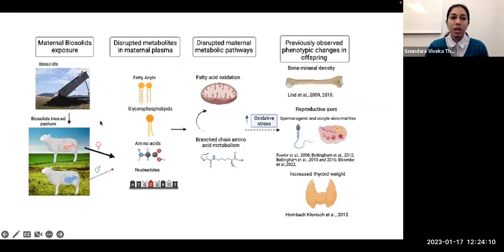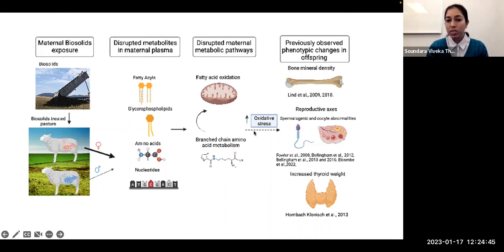So to summarize, exposure of the sheep to biosolids via the biosolid treated pasture results in disruption of metabolites reflected in the maternal plasma, indicated by disruption of fatty acids, glycerophospholipids, amino acids, and nucleotides. And disruption of these metabolites functionally results in disrupted metabolic pathways involved in fatty acid oxidation and branched chain amino acid pathways, both of which are implicated in increased oxidative stress.